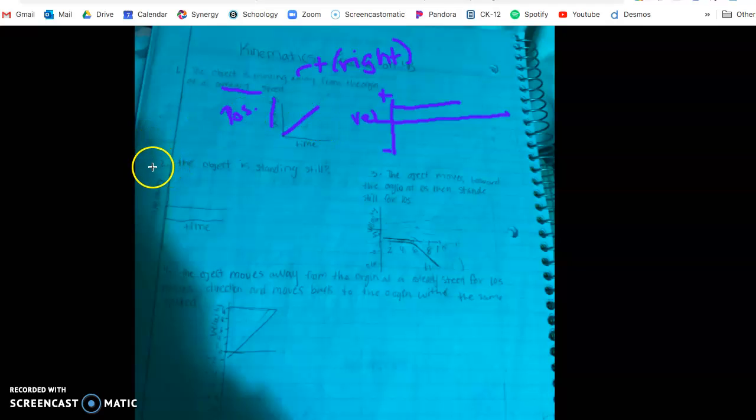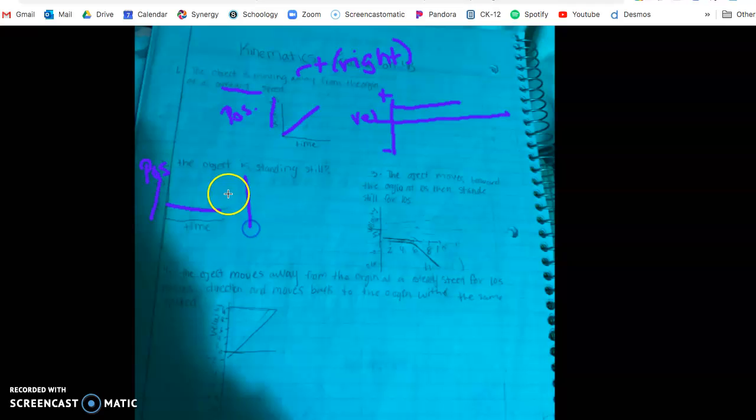In number two, the object is standing still. So again, in this instance, you've drawn position over time. If it's standing still, then it's just flat and level. It's not getting any farther away, and it's not getting any closer to where it started.